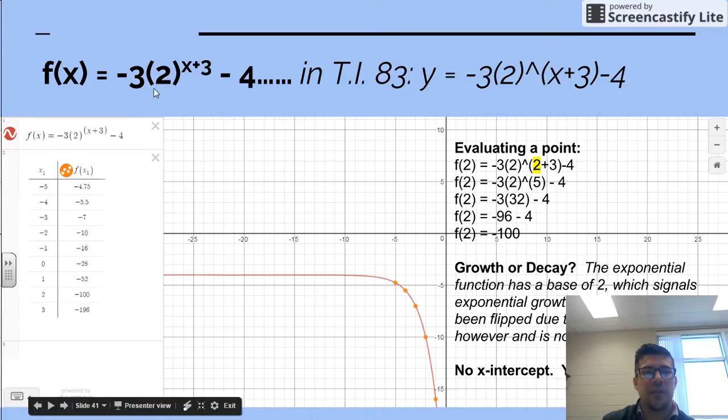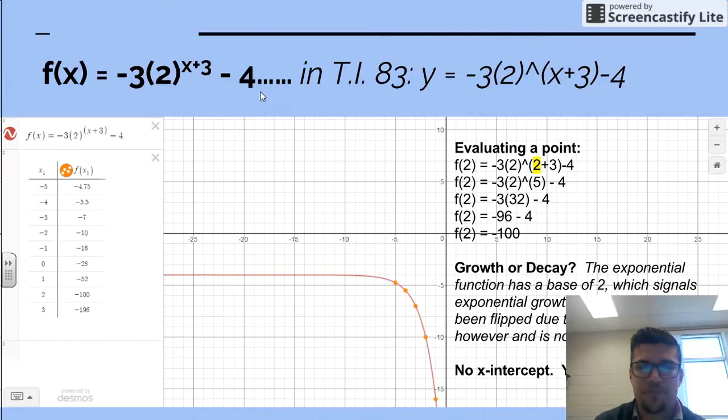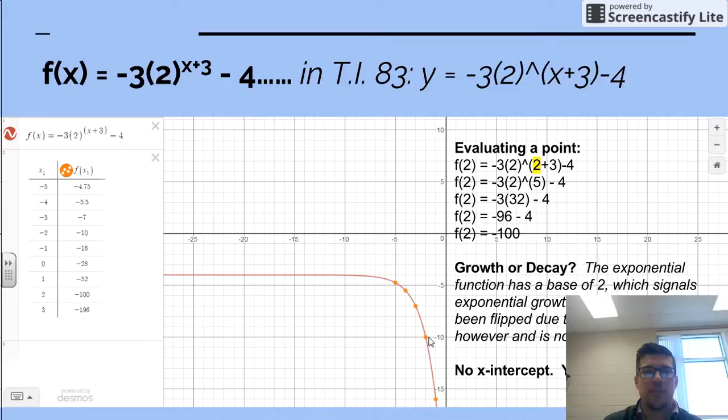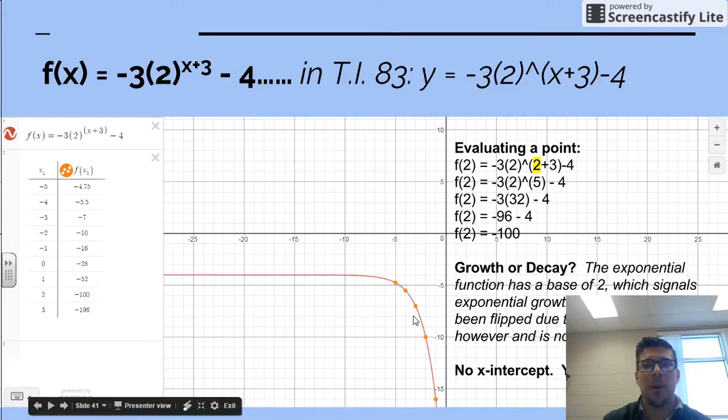This is -3 times 2 to the x plus 3 minus 4. It's an exponential function, all right, that I've graphed on Desmos. As you can see, the function is upside down. This is due to the minus sign. Okay, so this would be the sketch. You need to have a rough idea of what it's going to look like even before you graph it. That way, in case you hit a button wrong in your calculator, you know that something's up. All right, so this has to be an upside down exponential function.